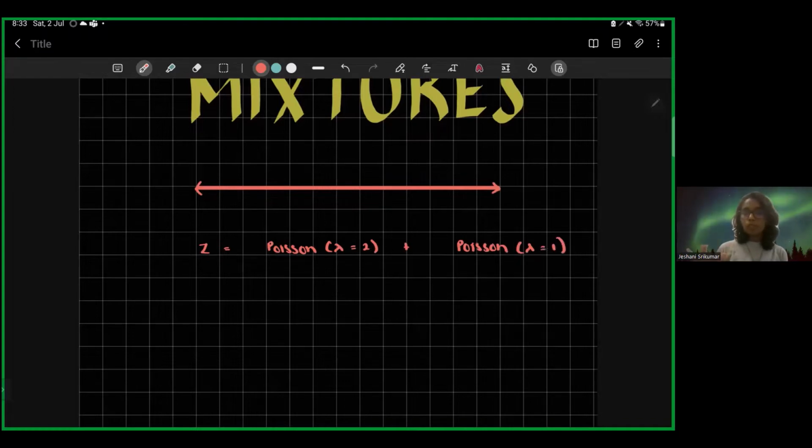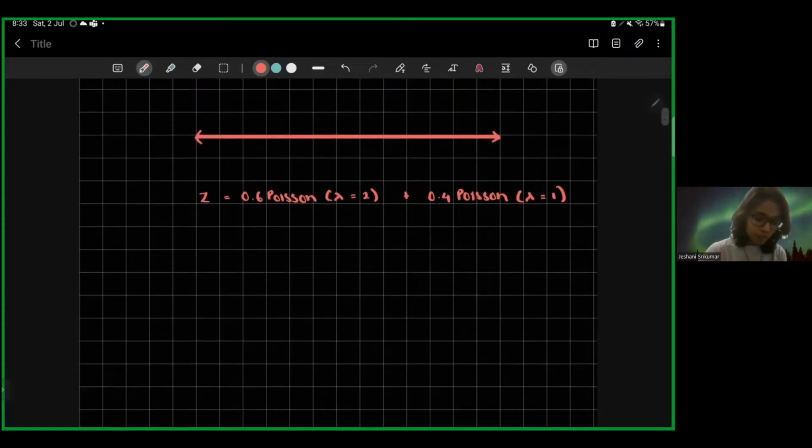So both of these Poisson distributions need to be assigned a weightage because they are used on the same range. So let's, for example, say the first Poisson has a weightage of 0.6 and the second Poisson has a weightage of 0.4. So you can see that 0.6 plus 0.4 is equal to 1, and the probability of the entire distribution has to be equal to 1, right? So the weightage will always be equal to 1. They will be broken down depending on how many distributions you have, but it will always equal 1.